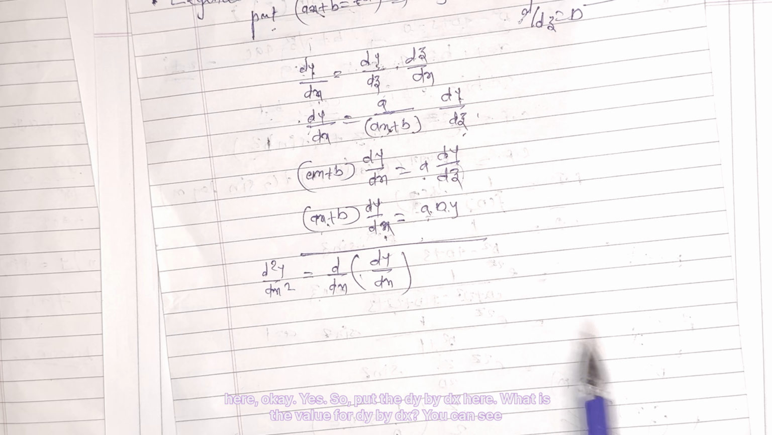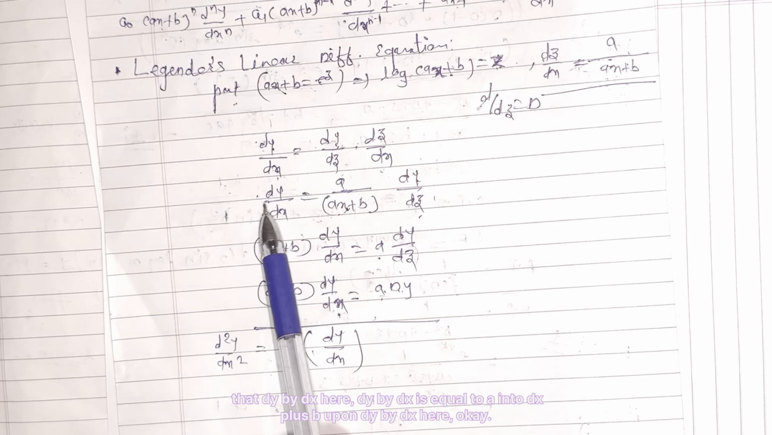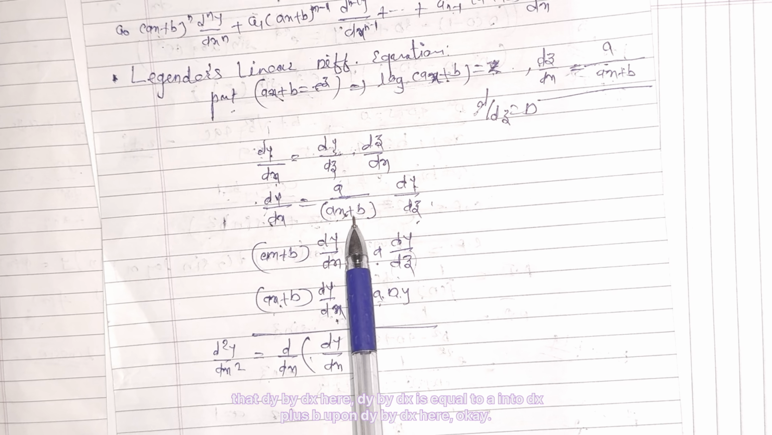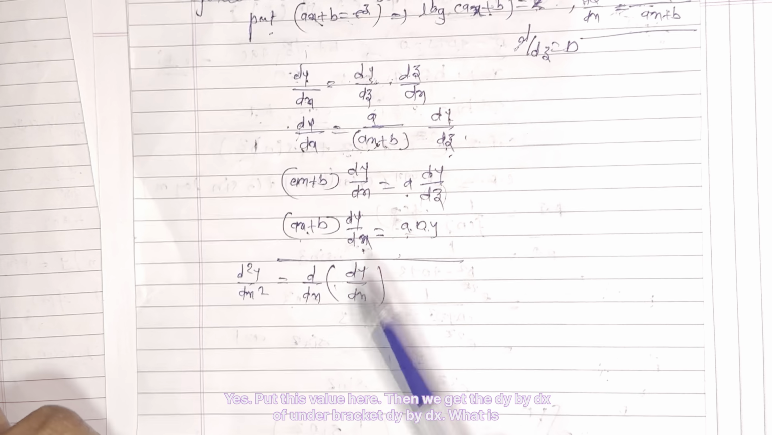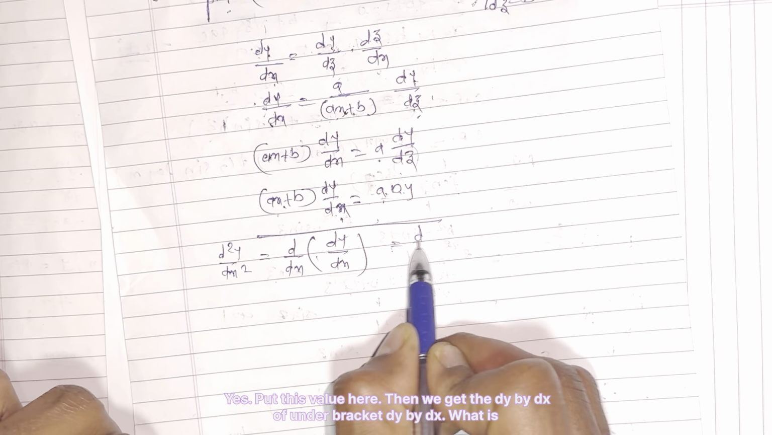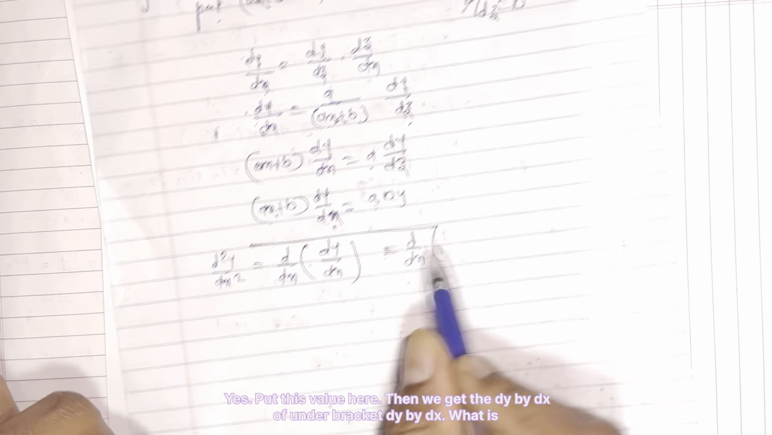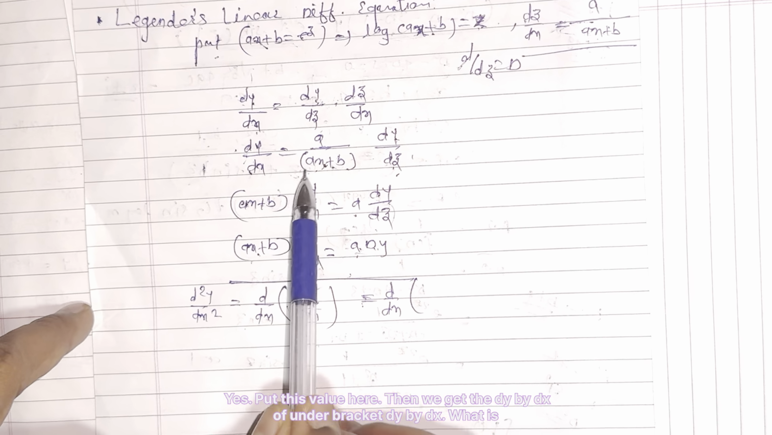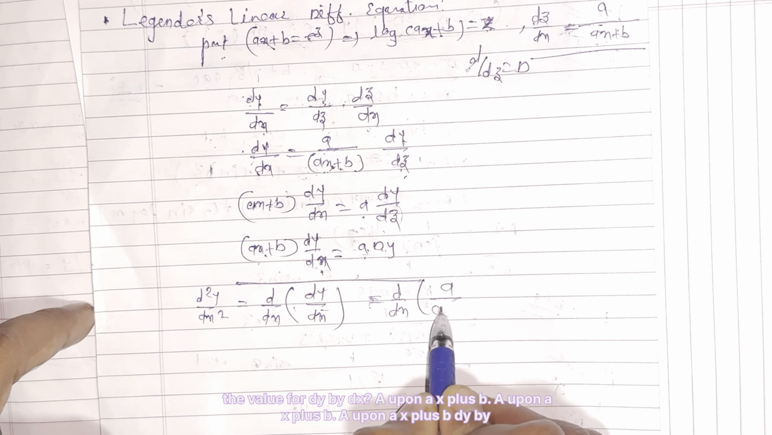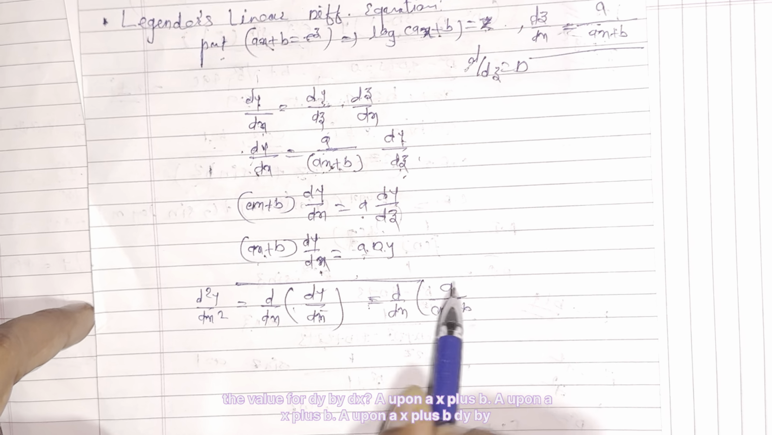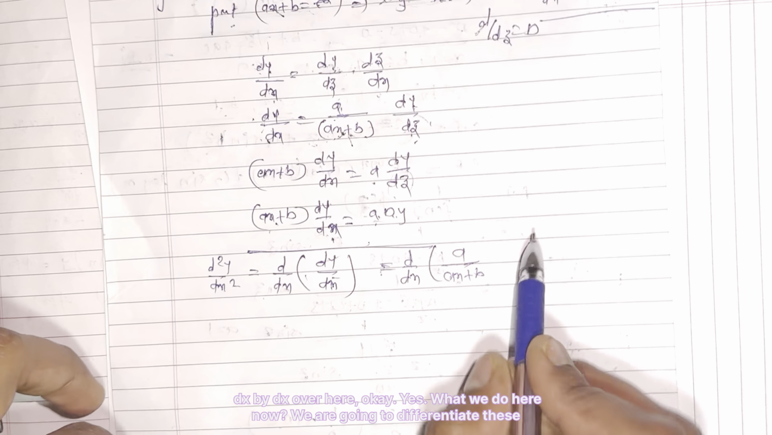What is the value for dy by dx? You can see that dy by dx is equal to a upon ax plus b into dy by dz. Put this value here. Then we get d by dx of the bracket dy by dx. What is the value for dy by dx? A upon ax plus b dy by dz.